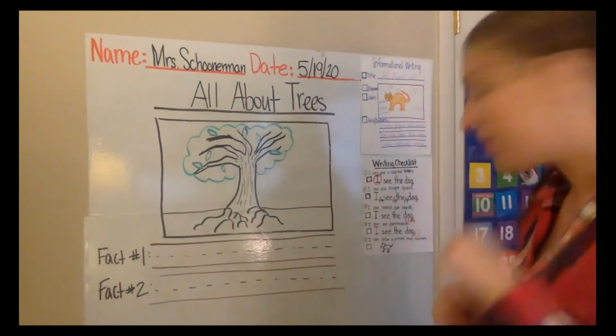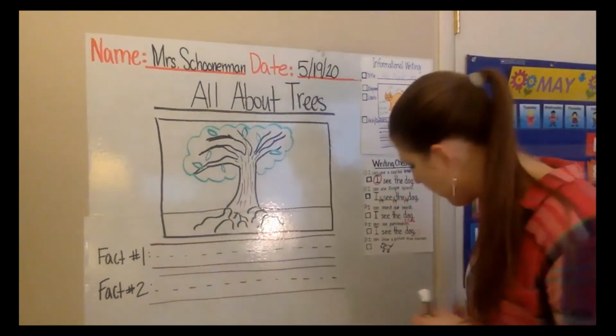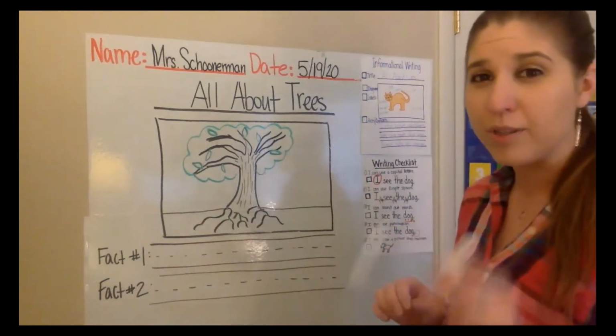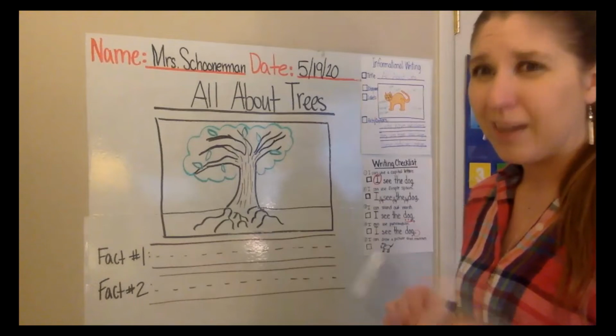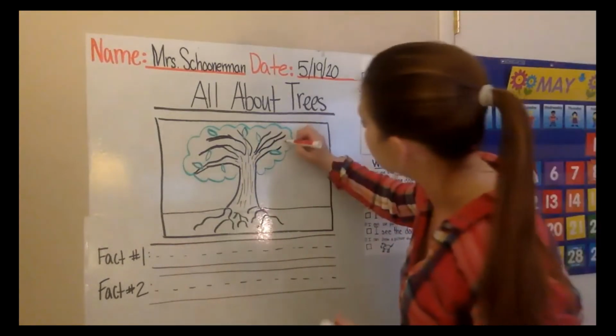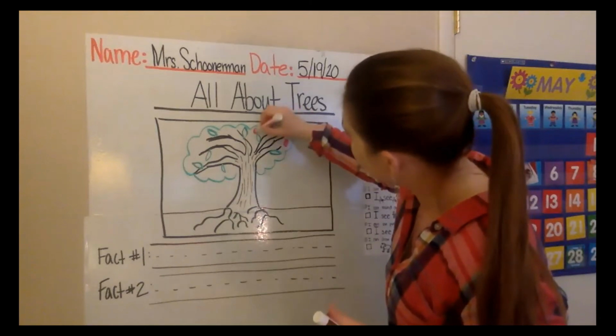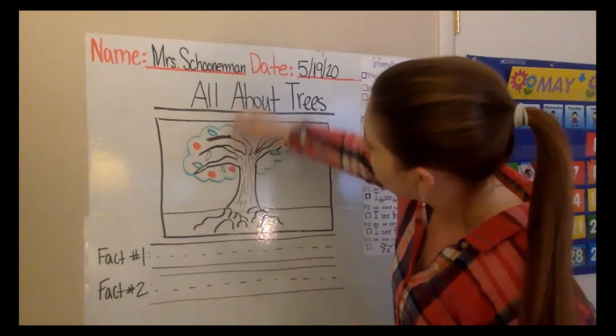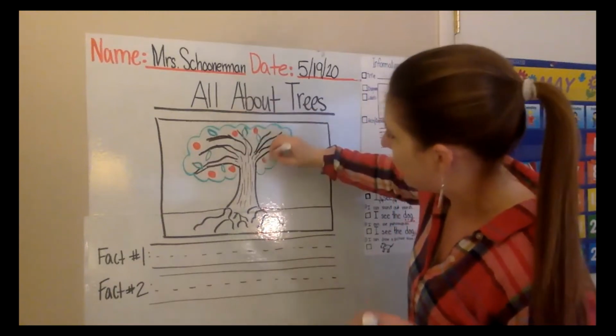All right, I think I included everything. Oh, except some details. It did show that some trees have flowers and some trees have fruit. I'm going to pick fruit. I'm going to pick an apple tree. So I'm going to put some apples on mine. This is a type of tree that grows fruit, and the fruit is apples.